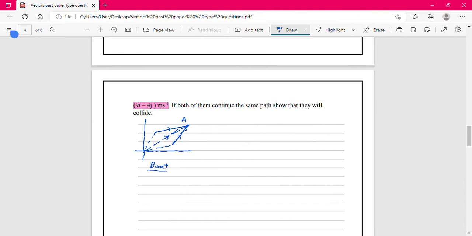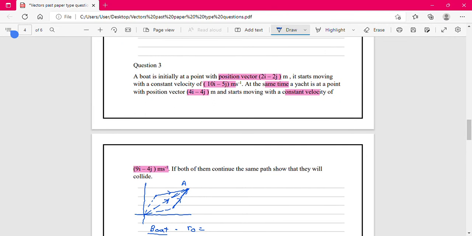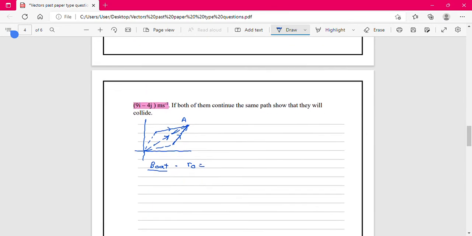So first let us take the boat. The initial position vector is given to you. The initial position vector of the boat is 2i minus 2j meters, which in column form I will write as (2, -2).